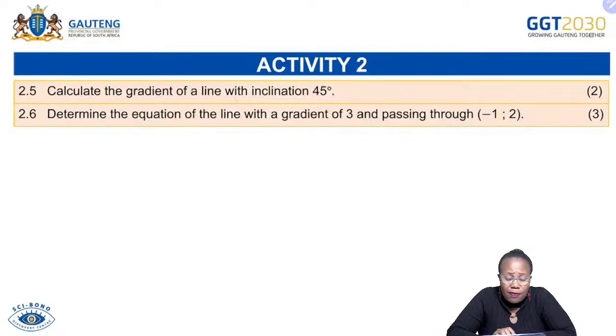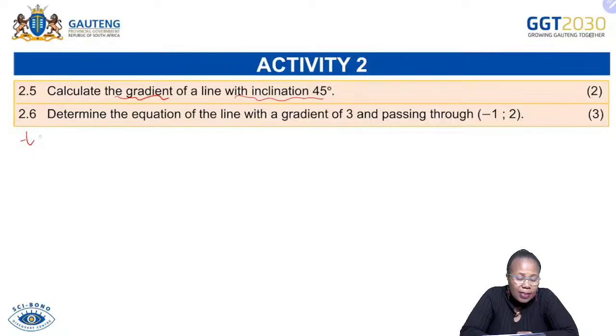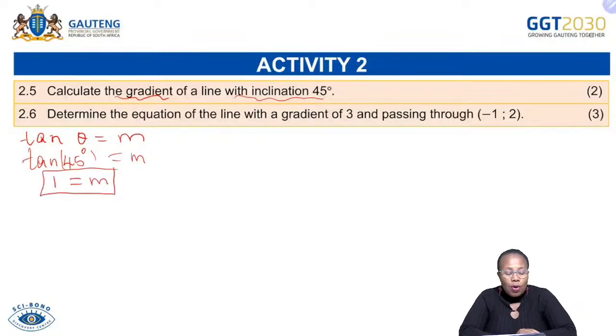Okay, now 2.5. Calculate the gradient of a line with inclination 45. In this case, we are given inclination. You need a gradient. So the minute you see inclination, the formula is tan of theta equal to the gradient of that particular line that you are looking for. What is inclination now? It is 45 degrees. And then into your calculator, grade 12, this will give you 1. Then the gradient of that line is equal to positive 1.